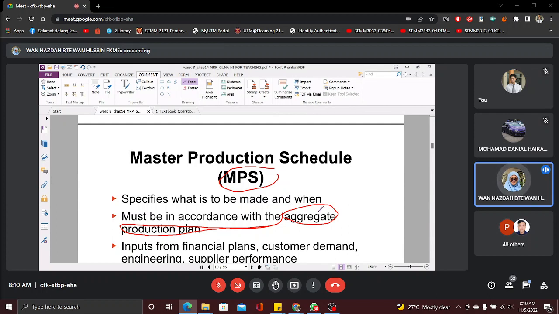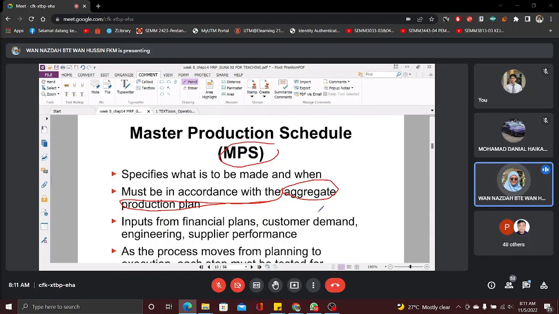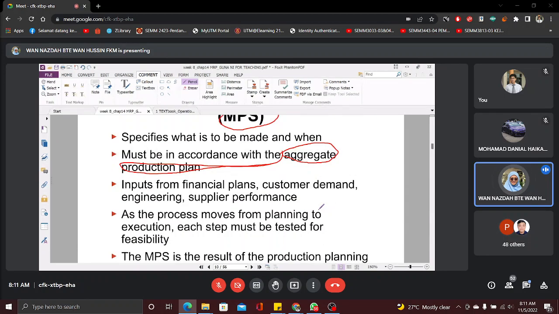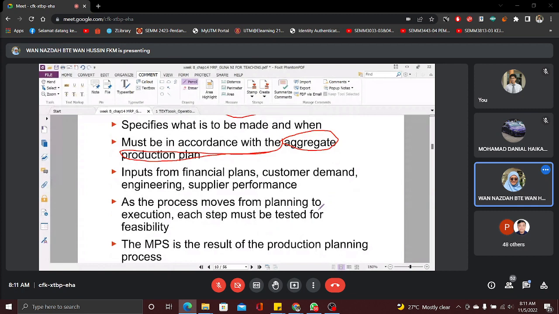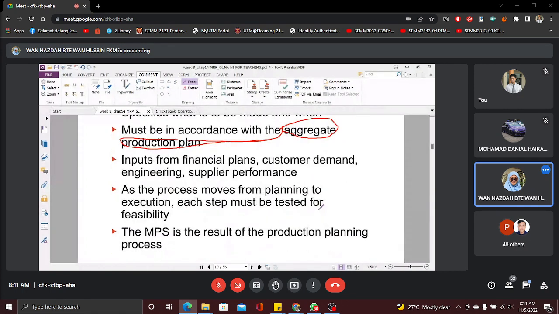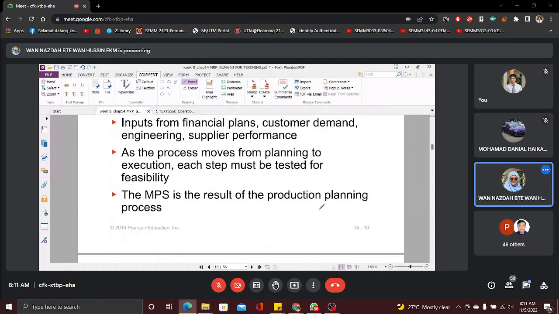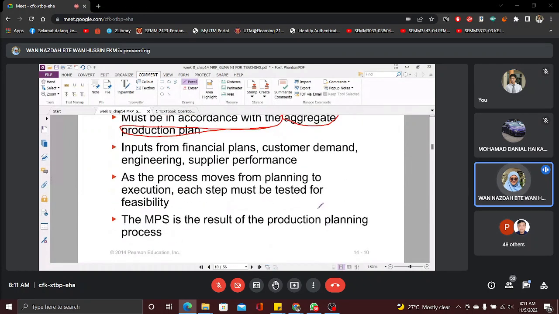All right. So what's the difference between master production schedule and the aggregate production plan? Okay. So let's see. All right. Can you read through your notes? Okay. And make sure you understand what it means by those phrases.